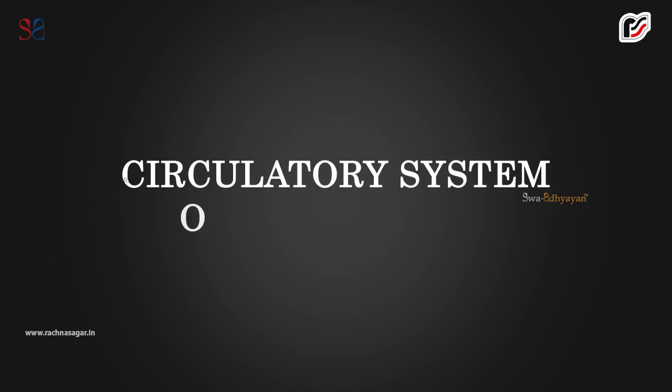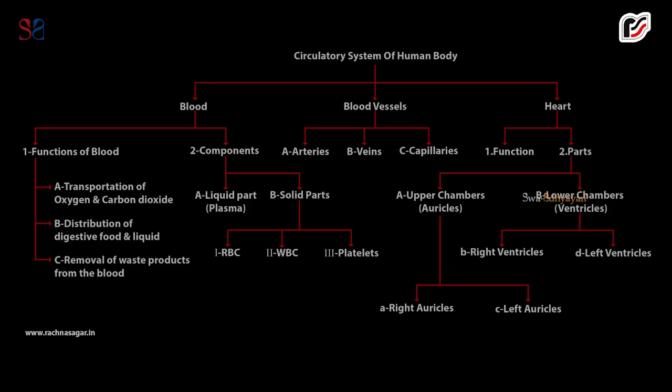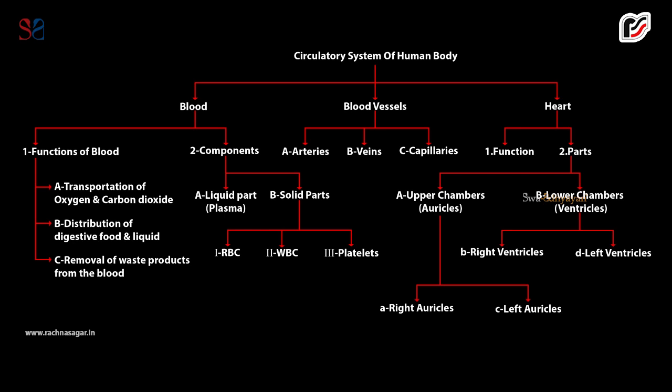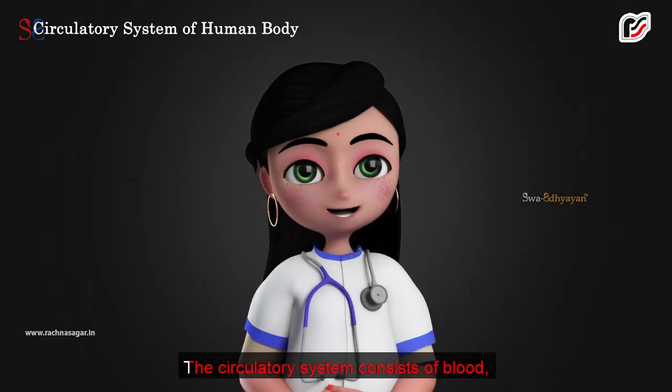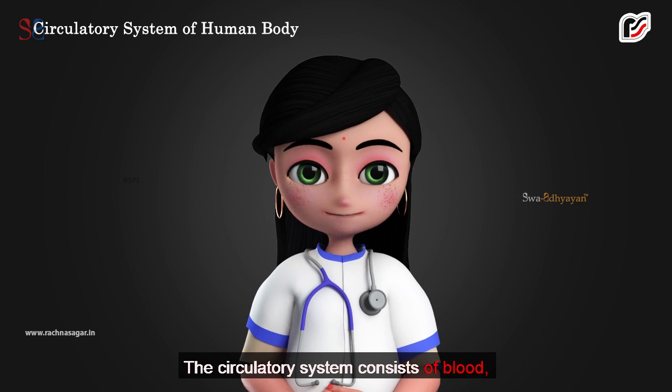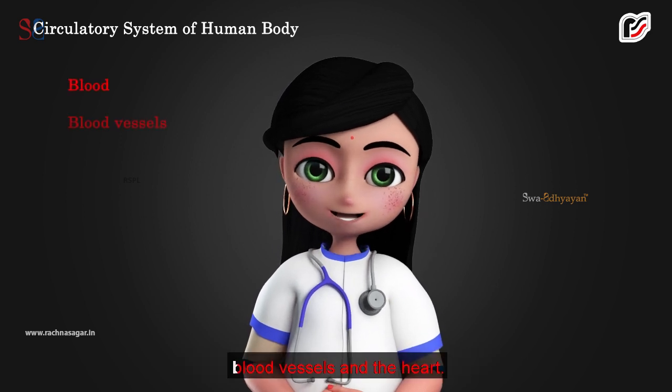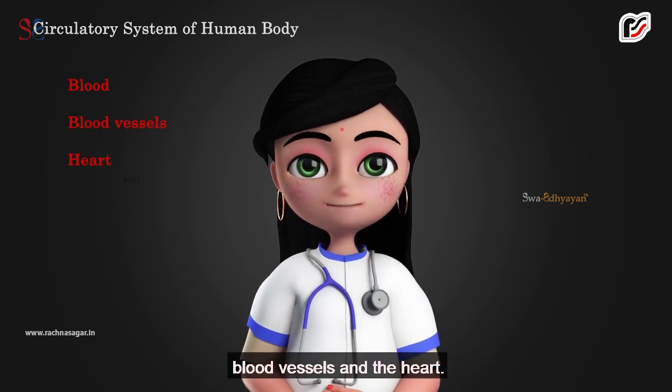Circulatory system of human body. The circulatory system consists of blood vessels, the heart, and blood.